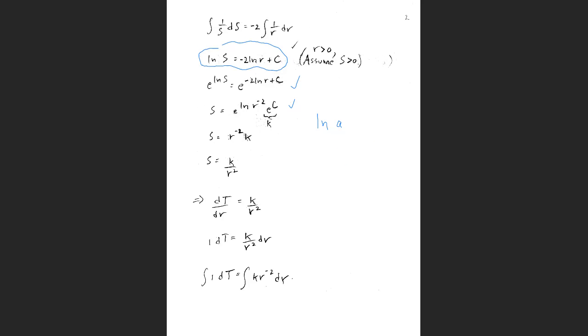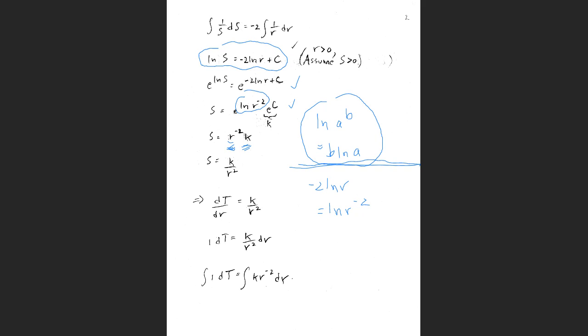Well, the log of a to the bth power is equal to b times the log of a, right? So if we have -2 times the log of r, then that's going to equal the log of r to the -2nd power, by this rule here. And so this is how we get the log of r to the -2nd power here. And when we exponentiate that, we're going to get r to the -2nd.